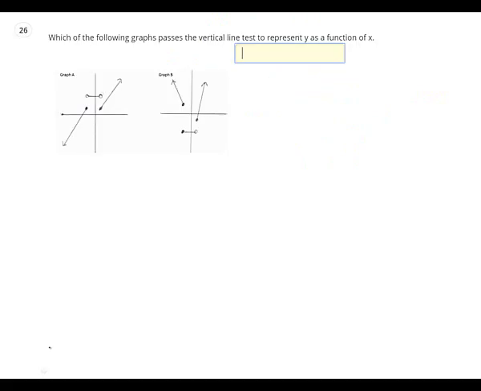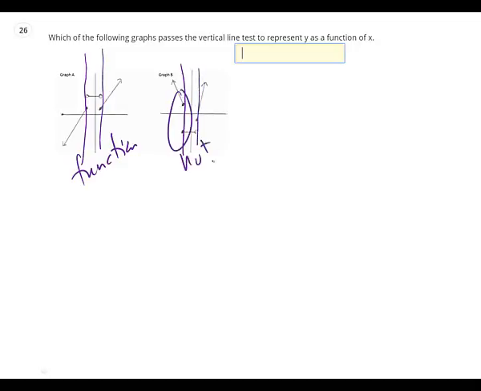All right, looking at this one. Which of the following graphs passes the vertical line test to represent y as a function of x? So remember, the vertical line test, it can only touch one time. That's okay because of the hole, isn't it? So graph A is a function. All right, is graph B a function? No, it fails the vertical line test, so this one's not a function. Let's read the question again, see what they wanted. Which of the following graphs passes the vertical line test? So which one passes? A passes. B does not.